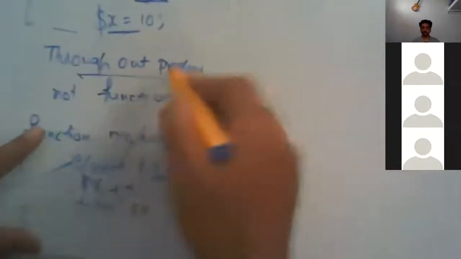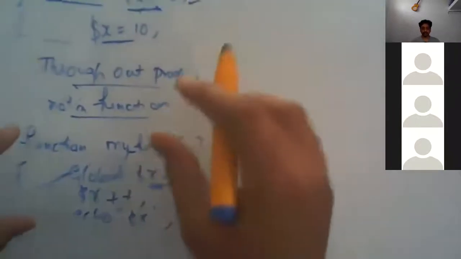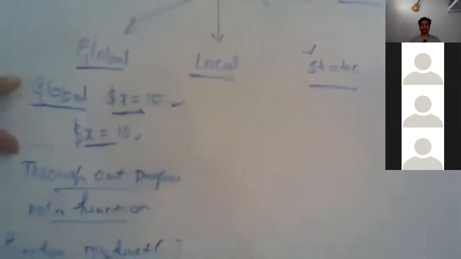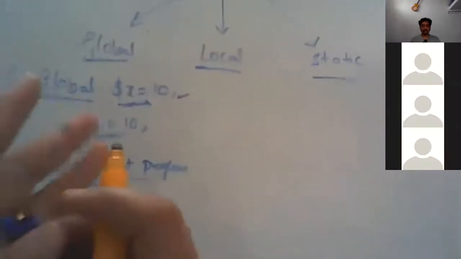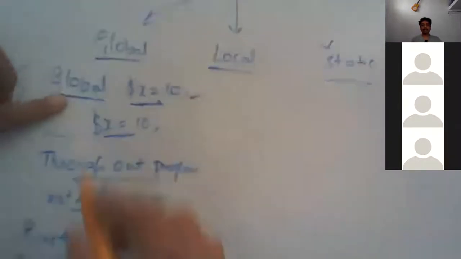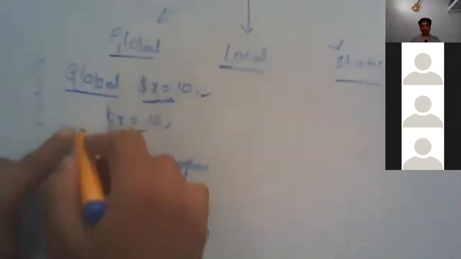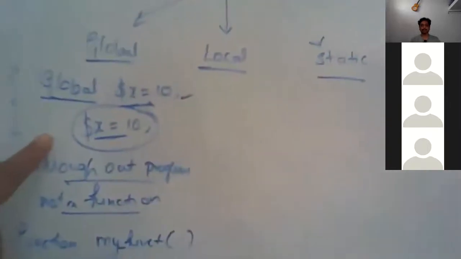Throughout the program, you can use it, but not inside the function. Not in a function. Except the function, you can use it anywhere in the program. That is what a global variable is. How do you declare a variable as a global variable? By using the keyword global, or else without declaring anything, by default it will be considered a global variable itself.